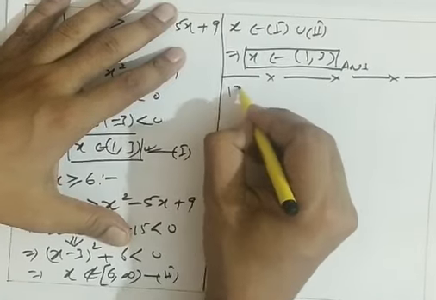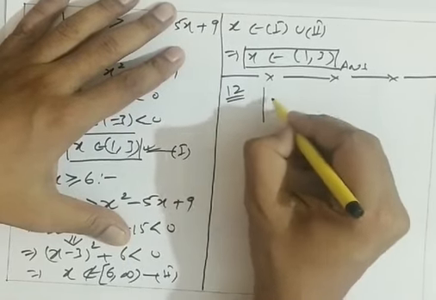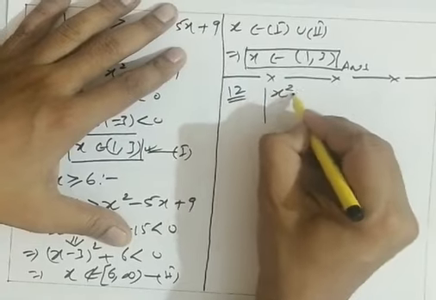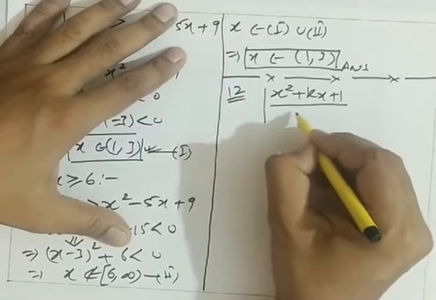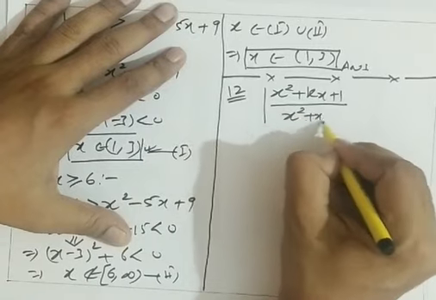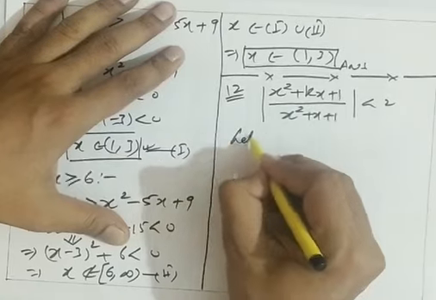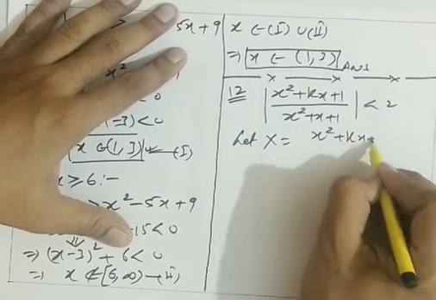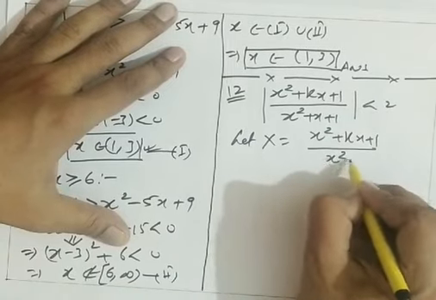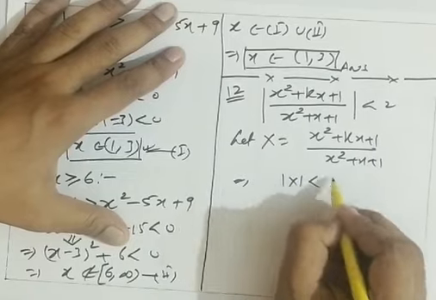This is question number 12. The question says: mod of (x square plus kx plus 1) upon (x square plus x plus 1) is less than 2. If I say that let capital X is equal to (x square plus kx plus 1) upon (x square plus x plus 1), that means the question will become mod of X is less than 2.